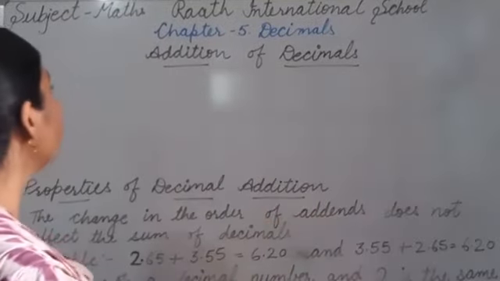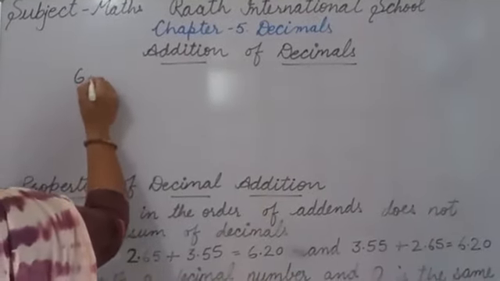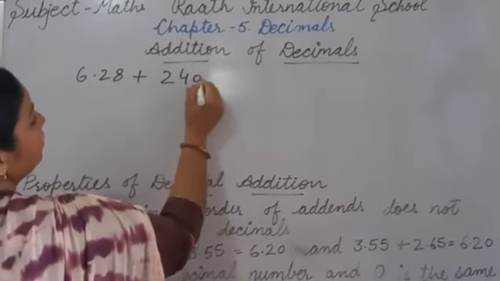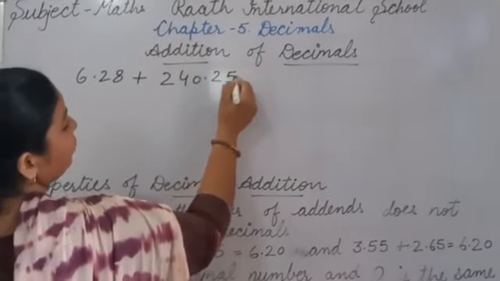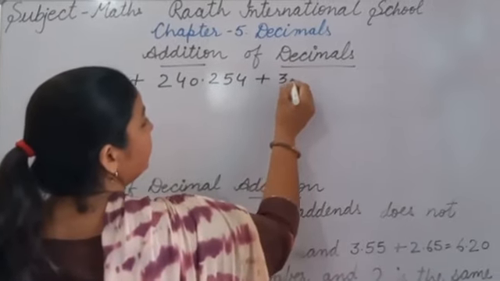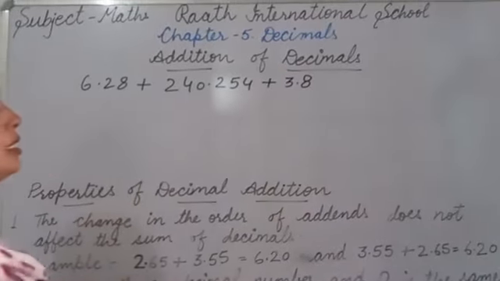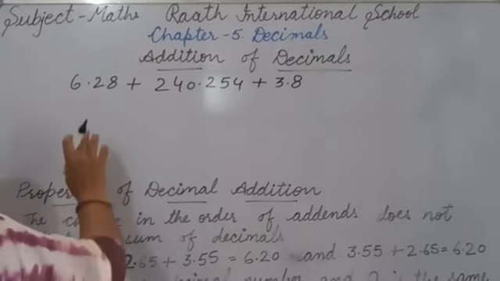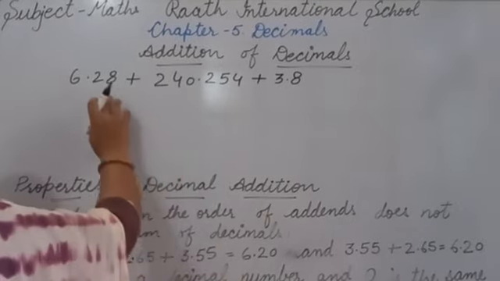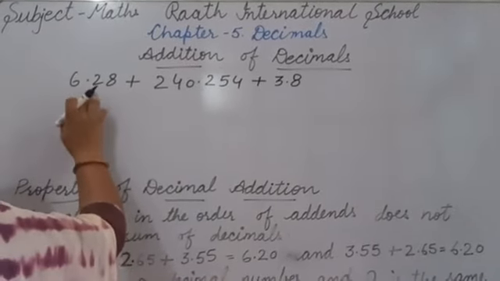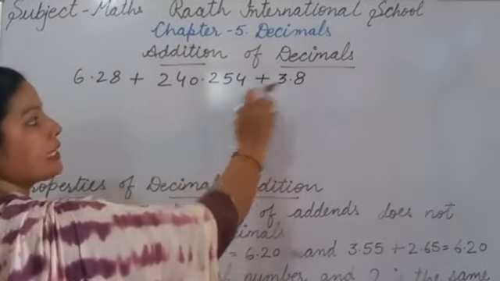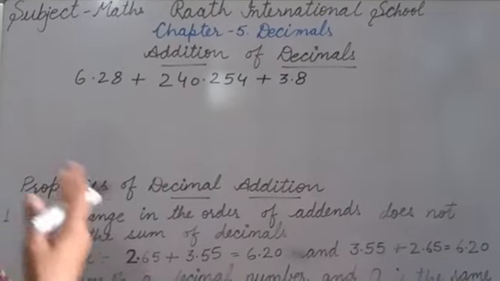For example, we have 6.28 plus 240.254 plus 3.8. Okay. So how we will add? First of all we will see whether these are like or unlike decimals. आपको सबसे पहले ये देखना है कि ये like है या unlike है. So you will see that there is 2 decimal place, there is 3 decimal place, and there is 1 decimal place. So these are the unlike decimals.